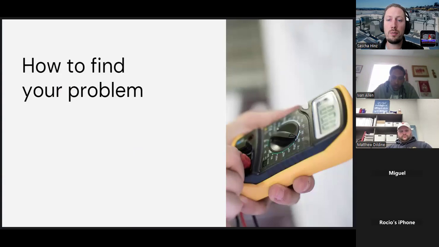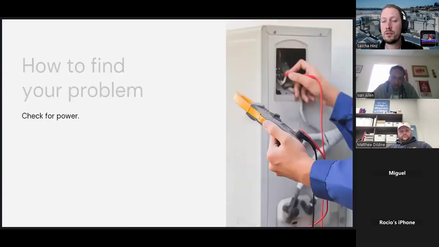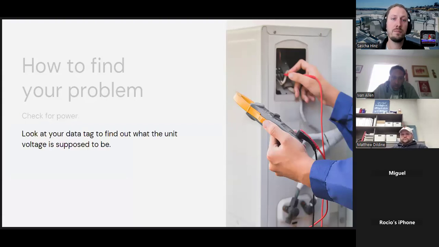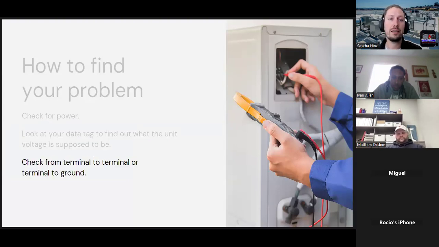How would you go about finding that problem? First of all, I would check for power, because if you have an open line, you will probably not have power at your equipment. You check your data tag to find out what the voltage is supposed to be. Sometimes you get weird voltage readings, and you want to make sure that you're checking what you're getting against the data tag. You can either check from terminal to terminal or from terminal to ground, and you get different voltage readings based on that.